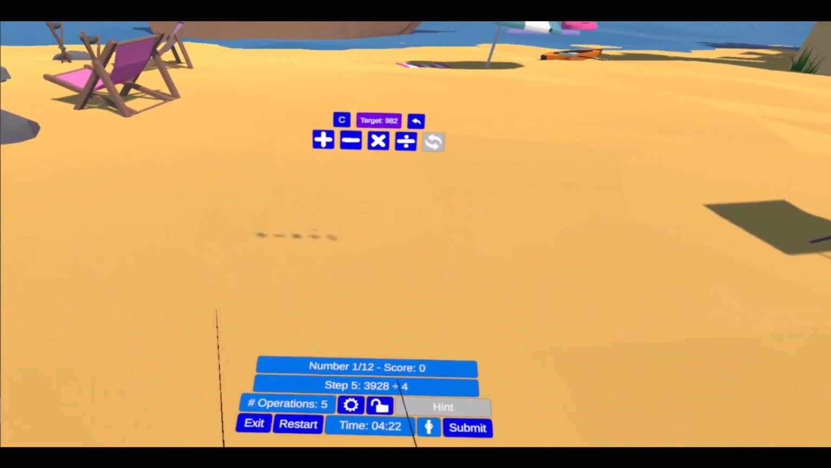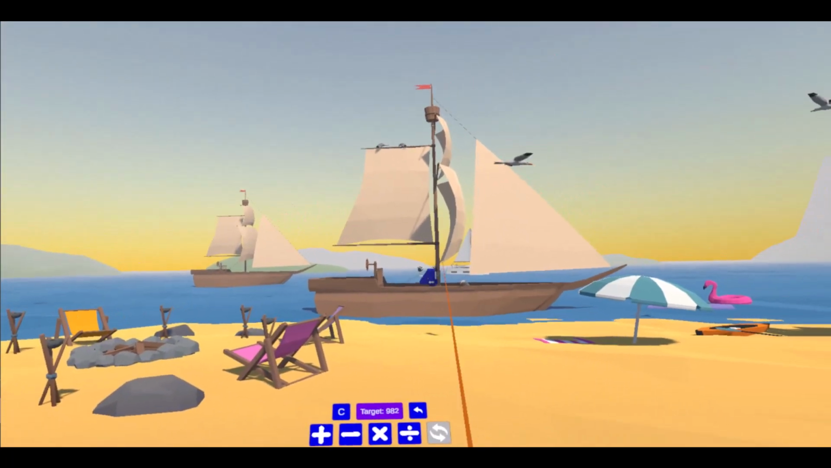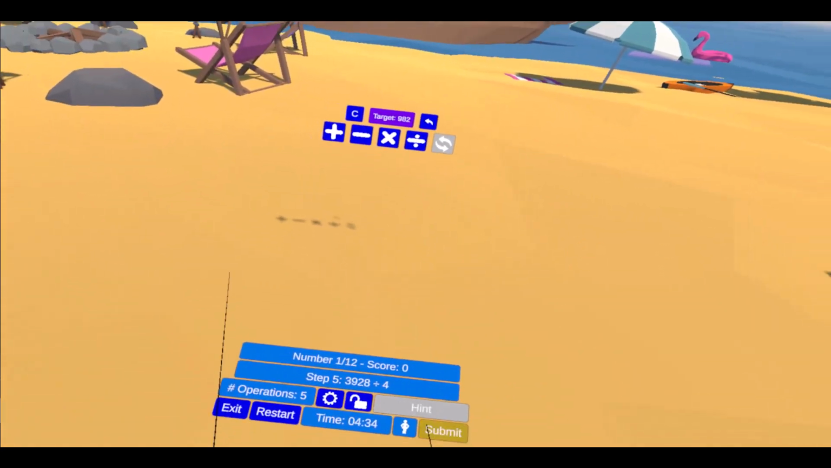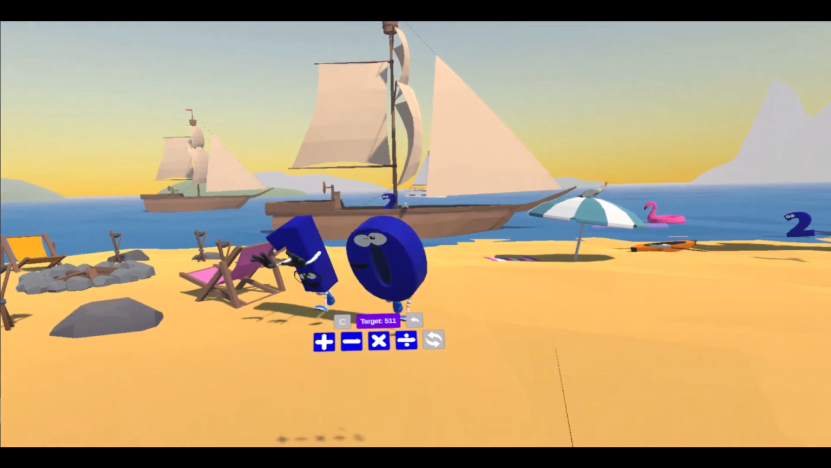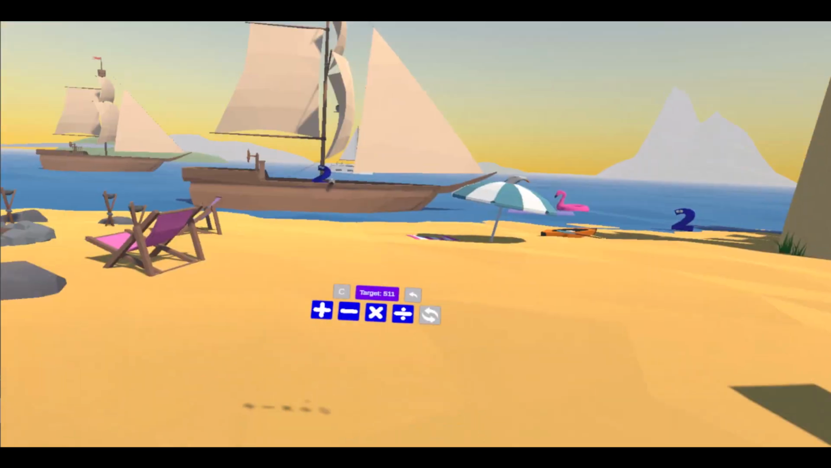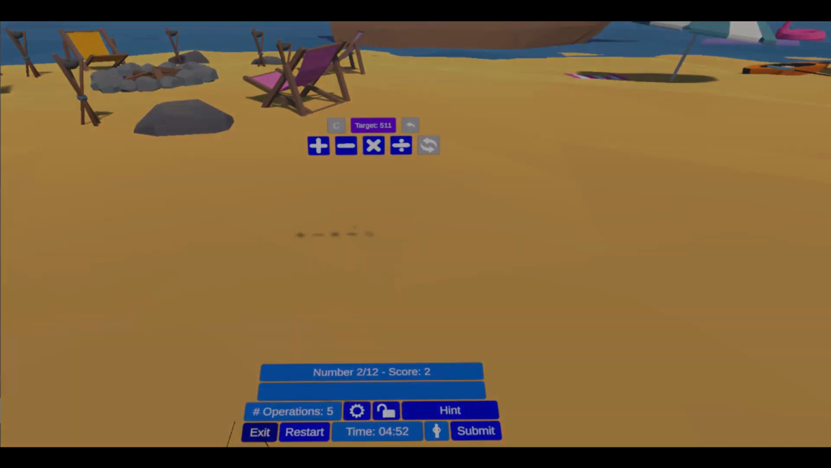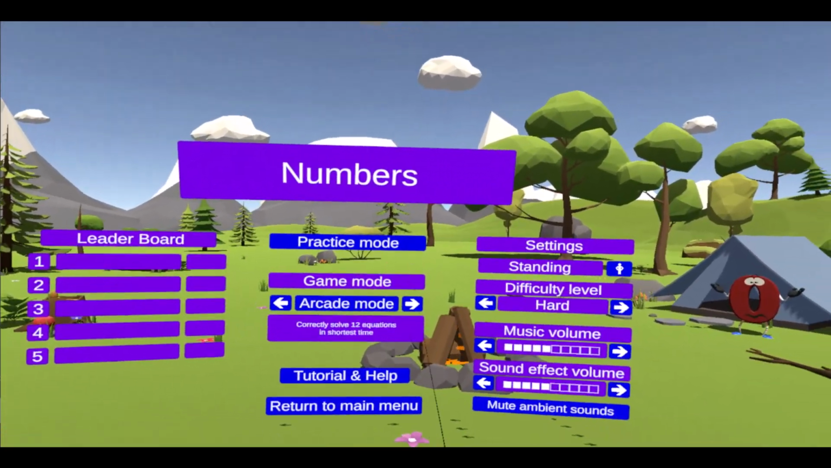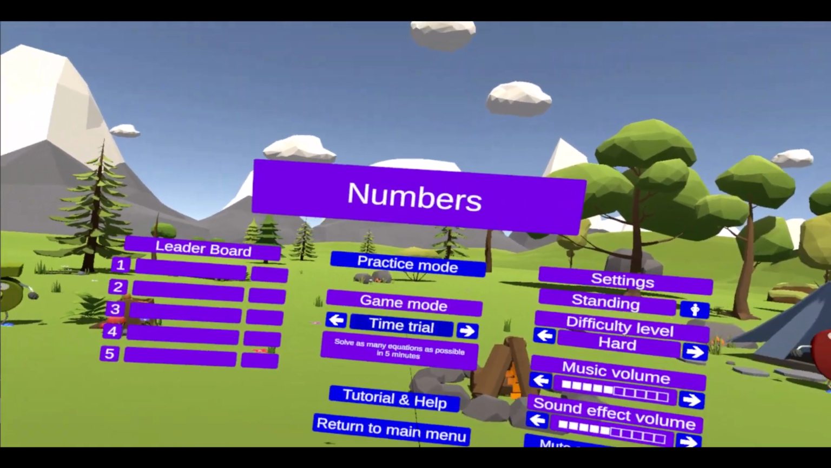And then my next hint is 3928 divided by 4. Okay, and there's the correct answer up there, and I can submit it. So as you can see, this is hard level, and it's meant to be hard. The number of operations is 5, but we do offer hints, but each time you take a hint, you get a time penalty. And the idea behind that level is to get to 12 as possible in the quickest time as possible. So in time trial mode, then, you basically have to solve as many equations as possible in 5 minutes.